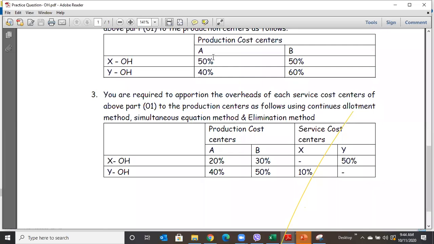When the contributions are between the two service centers, this sum will be a little bit difficult. So in such scenarios, we have to use the continuous allotment method, the simultaneous equation method, or the elimination method. Of these, the most successful way is the simultaneous equation method. So we discussed this sum in the classroom. Today, you should do this.